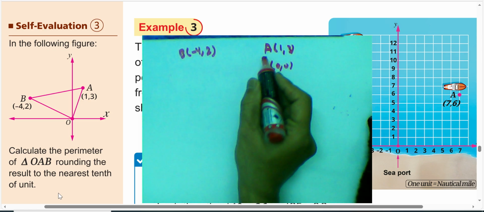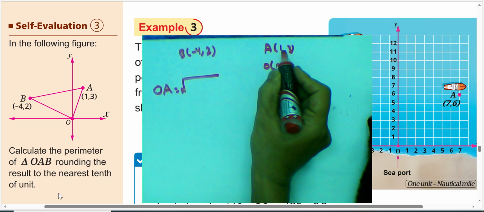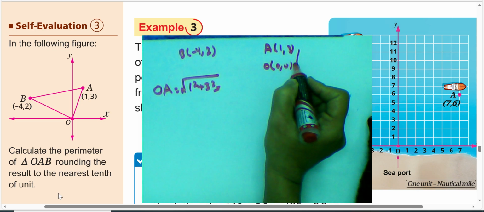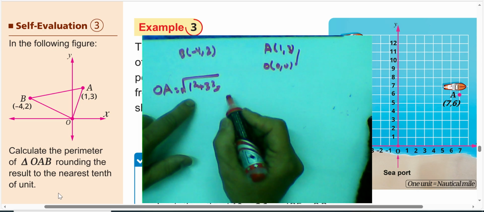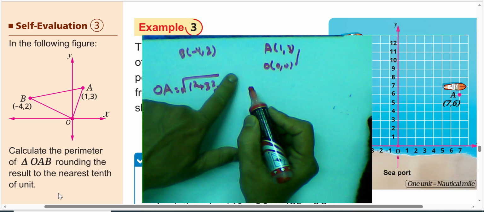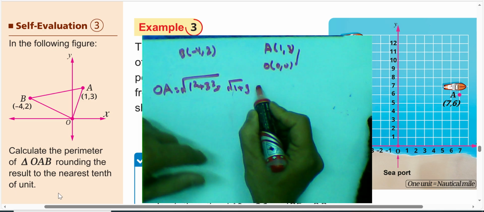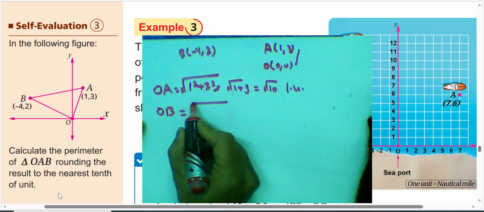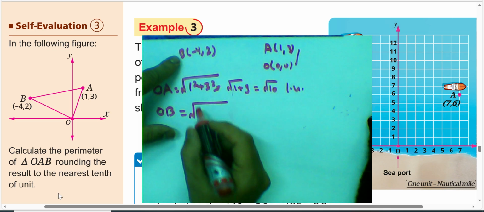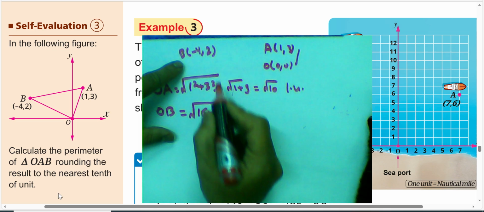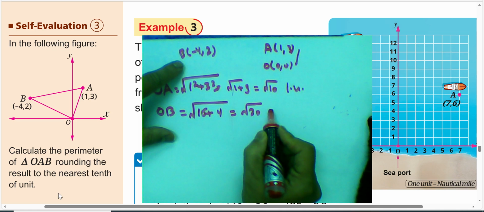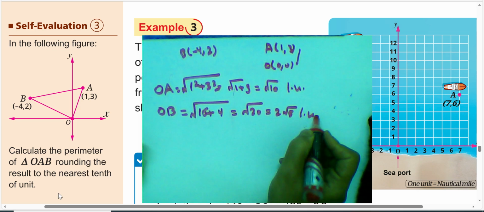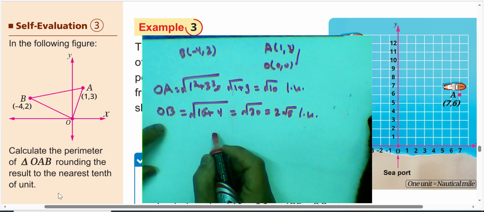We can find the length of OA, the square root of 1 power 2 plus 3 power 2, because we can find the distance between the origin and point A using the square root of x power 2 plus y power 2. 1 plus 9, the square root of 10 length units. That is OA. Now OB: the square root of negative 4 power 2, which is 16, plus 2 power 2, which is 4, the square root of 20. The result will be the square root of 4 times 5, which is 2 root 5 length units.